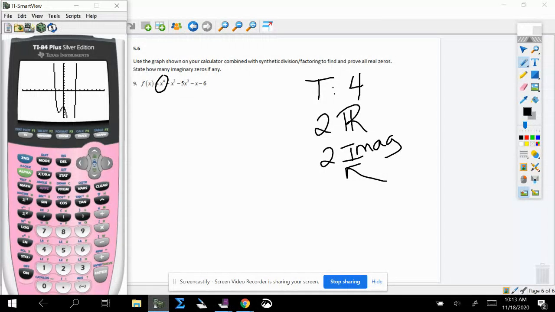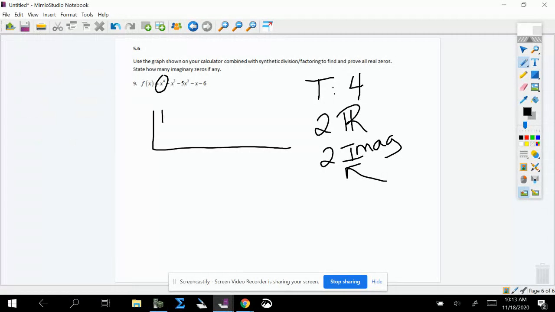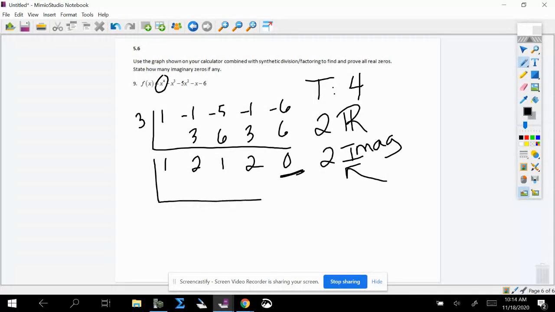And now the last step is going to be to prove these zeros. So right now it looks like it crosses the x-axis at +3 and at -2. So I'm going to set up my synthetic division. I'm going to start with +3. You can do either one first. Drop down, multiply, add, multiply, add, multiply, add, multiply, add. And again, I just proved that 3 was a solution. Now I'm going to do the same thing for -2. So drop down, multiply, add, multiply, add, multiply, add. That right there proves that my two real solutions are +3 and -2.